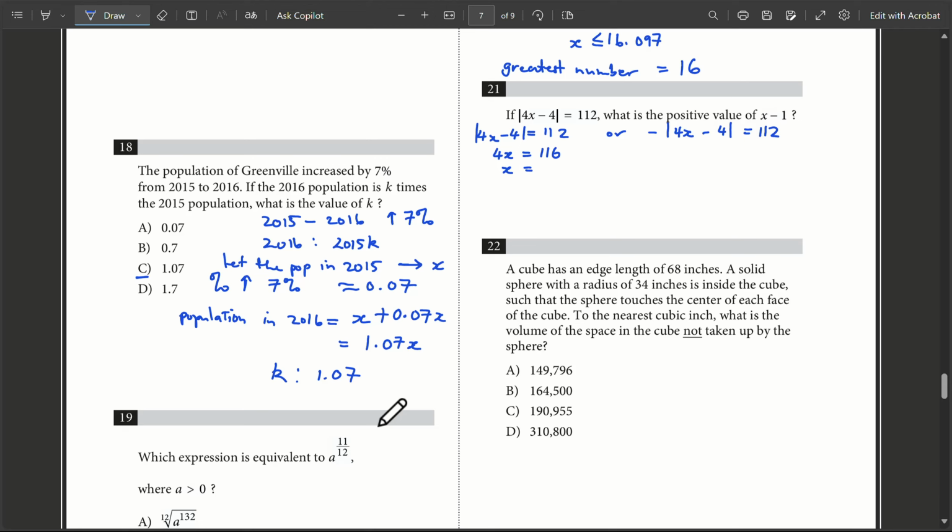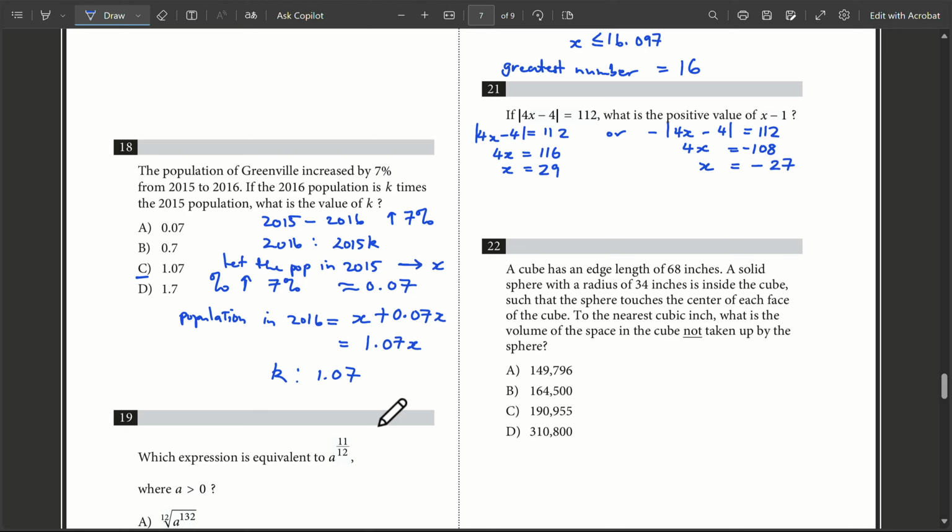We divide both sides by 4 and we're left with x is equal to 29. And then if we try out this one, we remain with 4x, since there's a negative, so we're going to put it onto the other side. So 4x is equal to negative 112. Negative 112 plus 4. When we take minus 4 to the other side, it becomes a positive. So we remain with negative 108. Then we divide both sides by 4 and we get x is equal to negative 27.